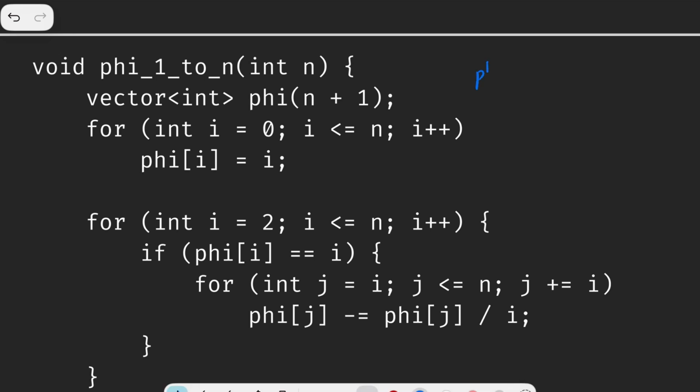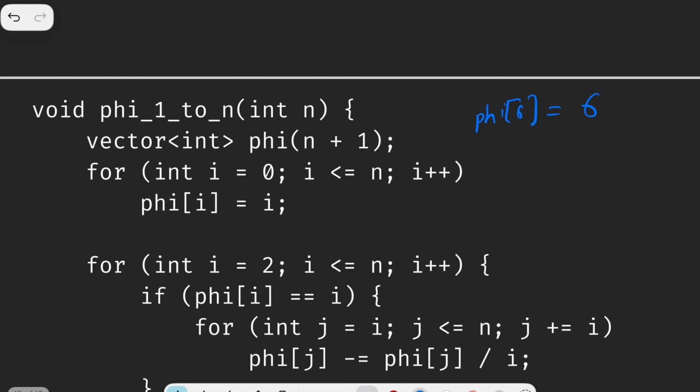So how will it look? Phi of 6 will be 6 initially. Phi of 6 should have been 6 into 1 minus 1 by 2, since 2 is a prime factor of 6, and 1 minus 1 by 3, right? Initially, phi of 6 is just 6.